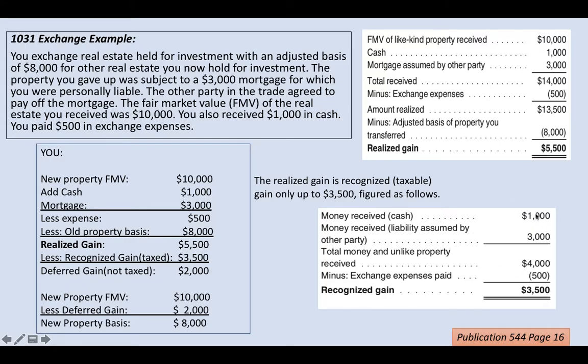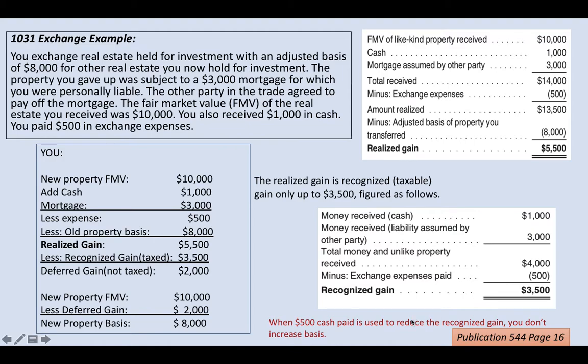Say the money you received is $1,000, and the mortgage assumed by the other party is $3,000. Total $4,000 minus the expense. So this is your recognized gain, which is your taxable gain here. Okay, let's see another example.